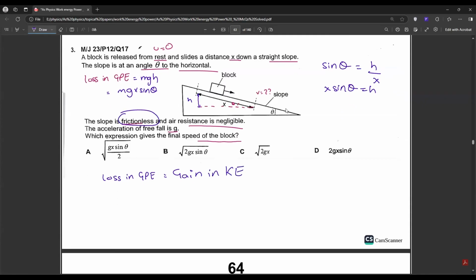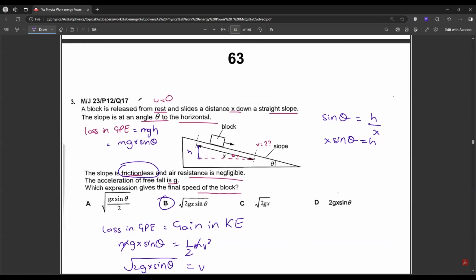Perfect. So let's write it here. mgx sine theta is equal to 1 upon 2 mv square. M cancels out. 2 goes to the other side. And if you take an under root, you will get your final velocity. Any options like that? B is your answer. Perfect. This question number is 63. The answer to 63 is B. Perfect. We are going good with 100% win rate today.